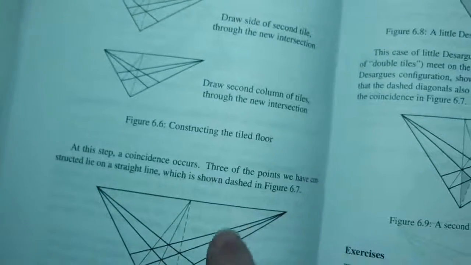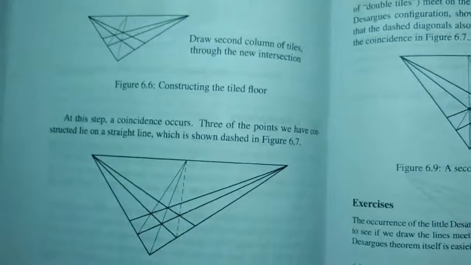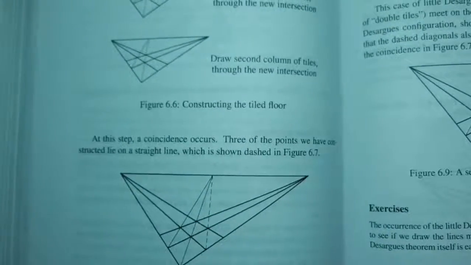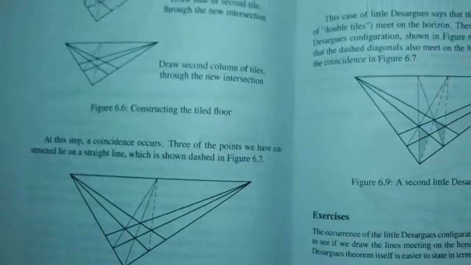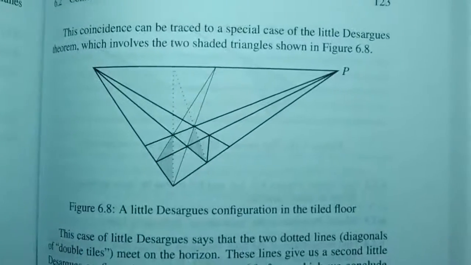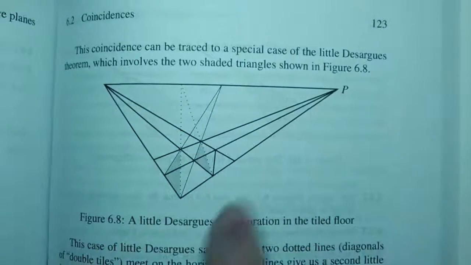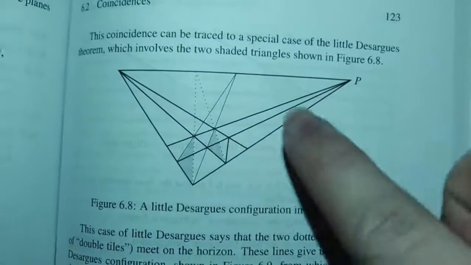Okay, so then why does this happen? Right, why does that coincidence happen? Well, it turns out this coincidence is a consequence of the little Desargues theorem. And to see that, you have to look at this diagram. So this is a special case of little Desargues theorem, which involves these two shaded triangles here. So let's see why this is.